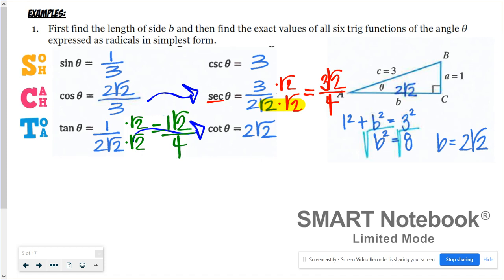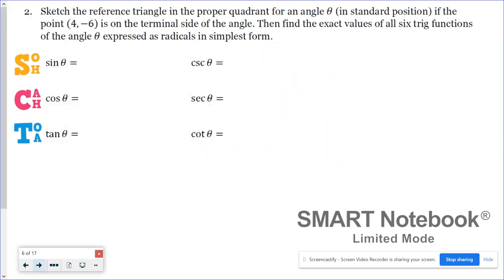Okay, so simplifying is probably the hard part, if there's anything hard. But getting the initial 6 ratios is really easy. Okay, so let's check out another scenario, and you've seen such a problem before. It's to sketch the reference triangle in the proper quadrant.